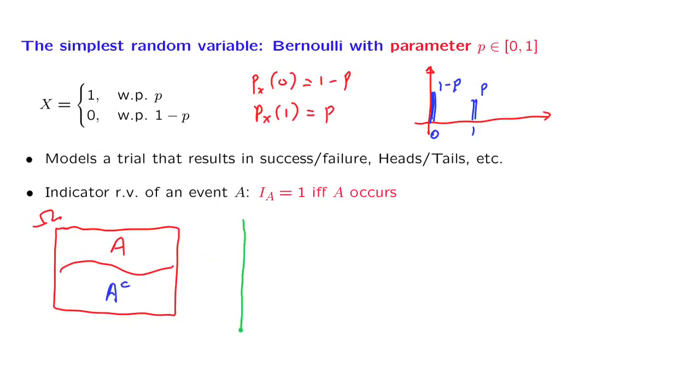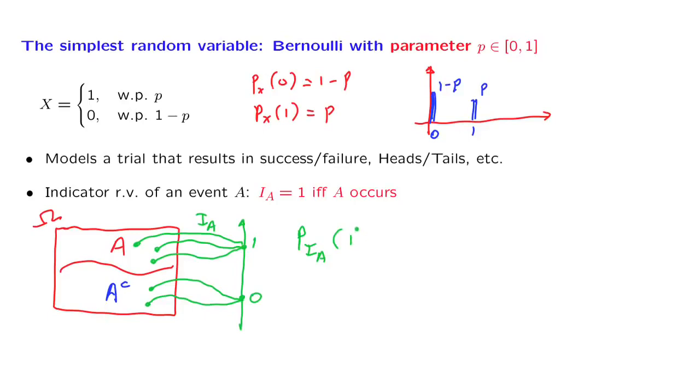Our random variable is defined so that it takes a value of 1 whenever the outcome of the experiment lies in A, and it takes a value of 0 whenever the outcome of the experiment lies outside the event A, so that it lies in the complement. This random variable is called the indicator random variable of the event A.